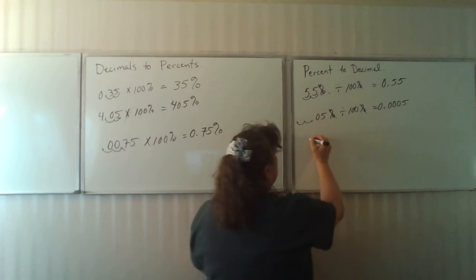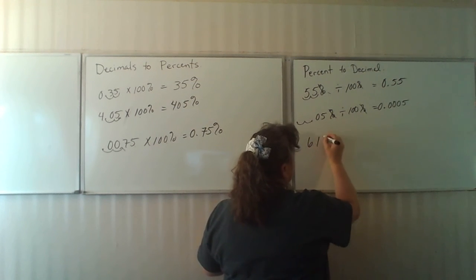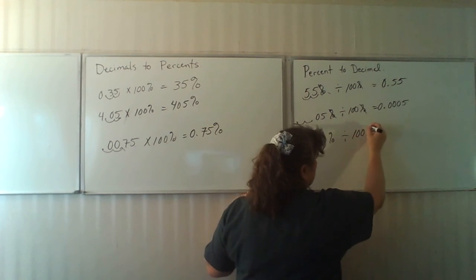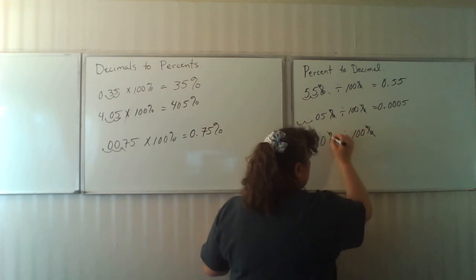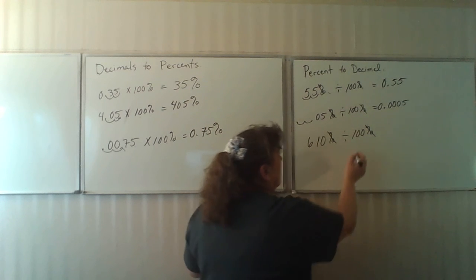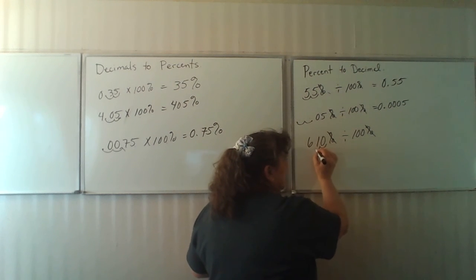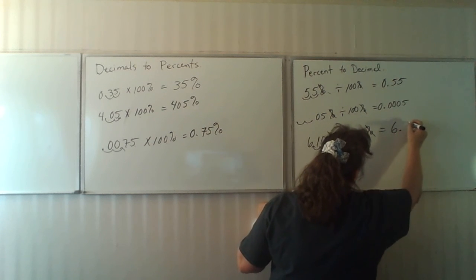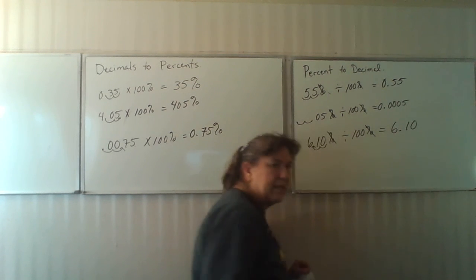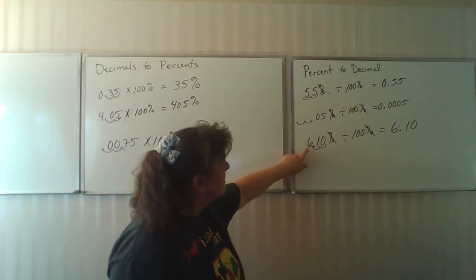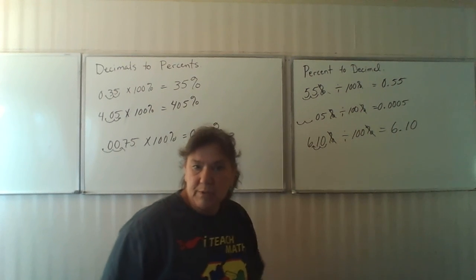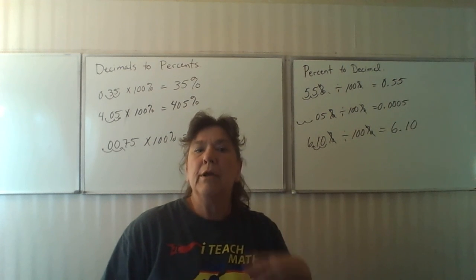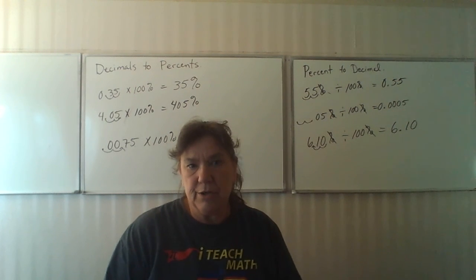Now how about 610% divided by 100%? Percent sign cancels. And this is going to move my decimal 2 places to the left, giving me 6.10 as a decimal, which makes sense because 610% is more than 100%. So therefore, you're going to have a whole part of that number when you're done in your decimal.